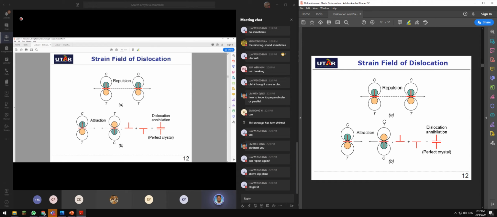All right, let's say another scenario. You have a compressive region of atoms here, and far along the crystalline structure you have another dislocation which is opposite to the dislocation on the far end of your crystalline structure. It attracts. This phenomenon is what we call dislocation annihilation, and it becomes a perfect crystal structure.